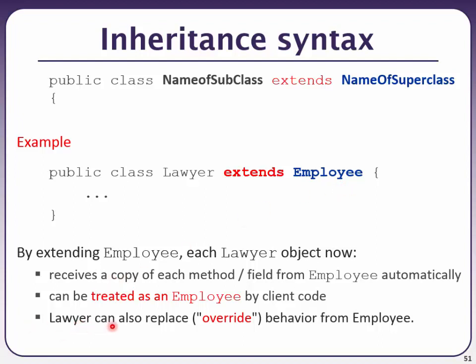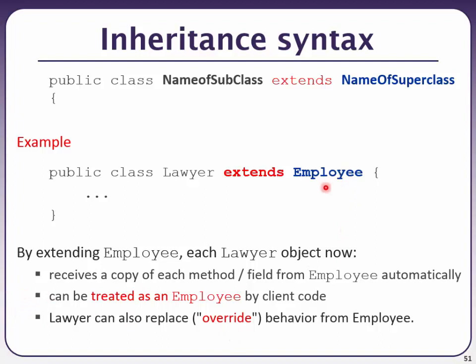And then the last point here is that the Lawyer class can also replace some of the methods that are already written in the class Employee. And it can replace them, override them is the correct term, so that it adapts them to the specificities of that subclass, okay?